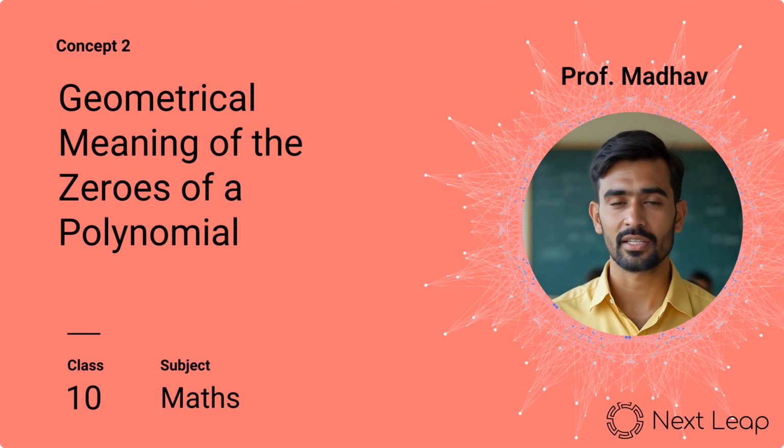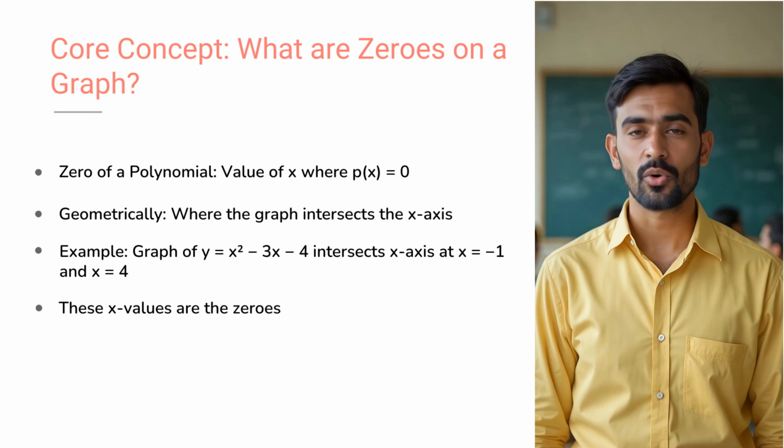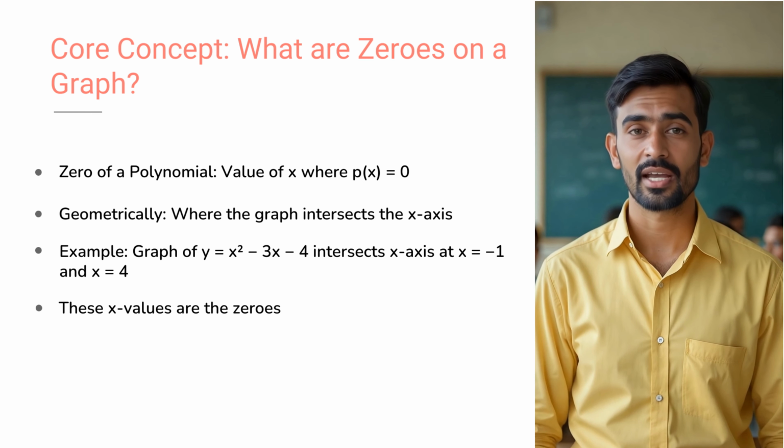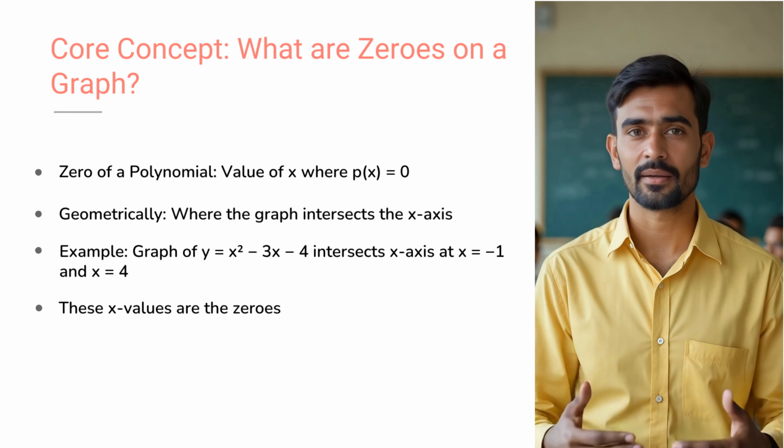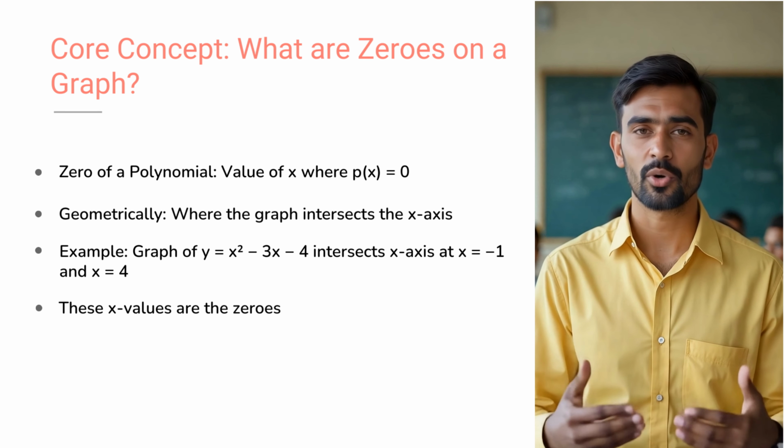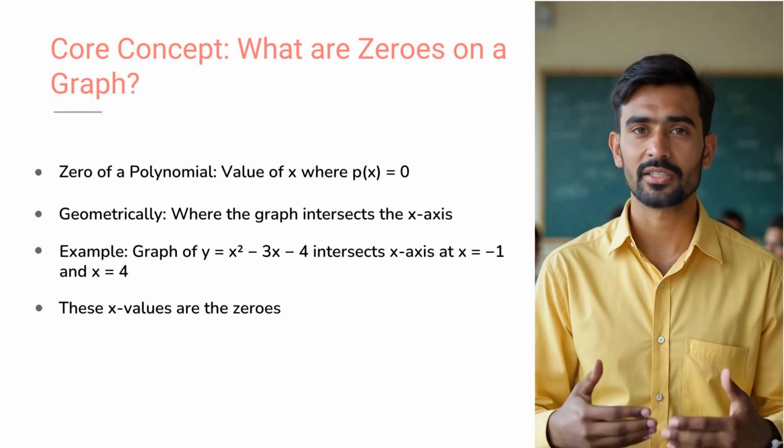But here's a twist. What do these zeros look like on a graph? A zero of a polynomial is a value of x for which p(x) = 0. But geometrically, it's where the graph of the polynomial intersects the x-axis.